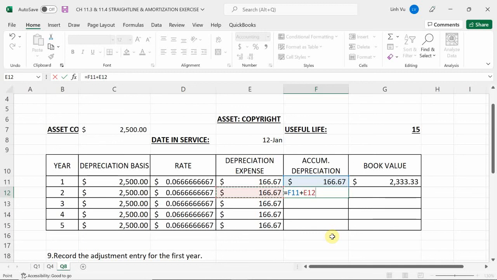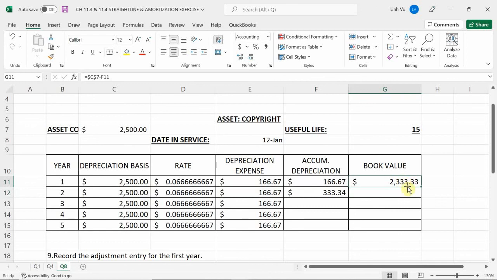So it'd be 166 plus 166. Yes. But don't forget the 67 cents, because that's going to change your number by $1. So the number would be 333.33. Yep, 333.34, right? So then that will give you a book value of 2,166.